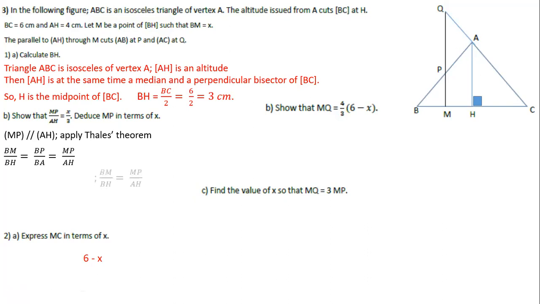No, the first and the last one. So we take BM over BH is equal to MP over AH. What is the measure of BM, ya Sarah? It's given. How much is the measure of BM? X. So we replace it by X. How much is the measure of BH? 3 centimeters. So MP over AH is equal to X over 3, and I got MP over AH equal X over 3.